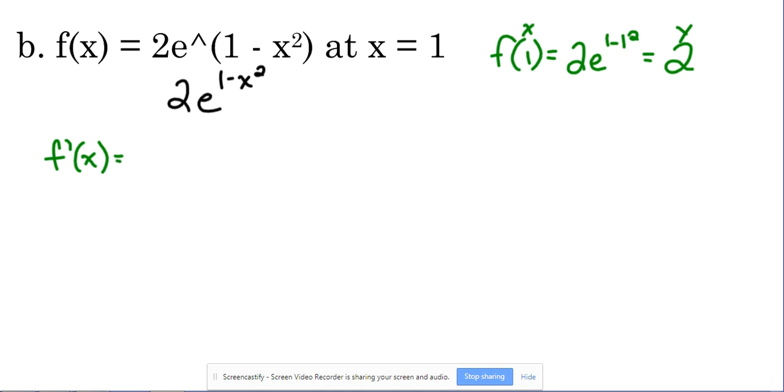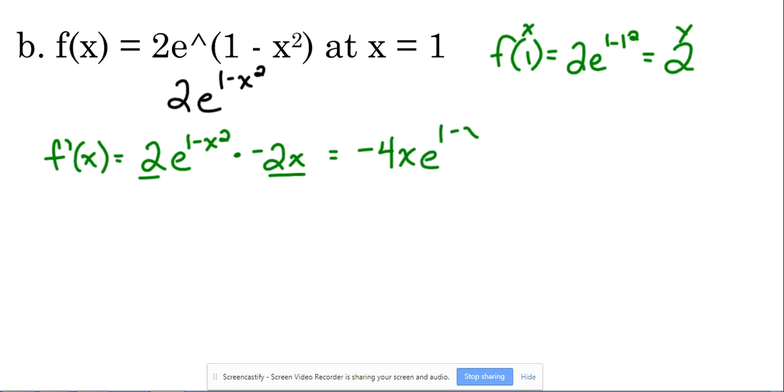Slope comes from the derivative. So the derivative of this function: 2 is just a constant multiple. The derivative of an exponential is itself times the derivative of its exponent, so times negative 2x. Let's clean that up. We can multiply the 2 and the negative 2x to get negative 4x e to the 1 minus x squared. Now let's take the derivative at 1. That's just the derivative for the curve anywhere. We need it at 1. So let's plug in 1 for x.